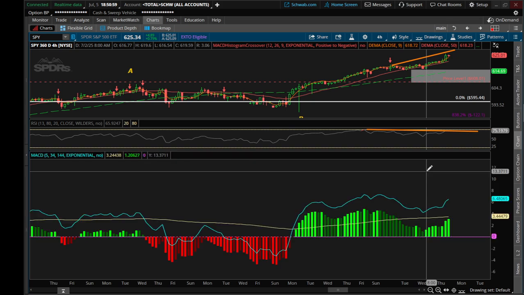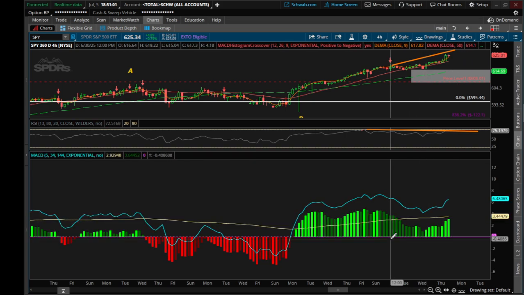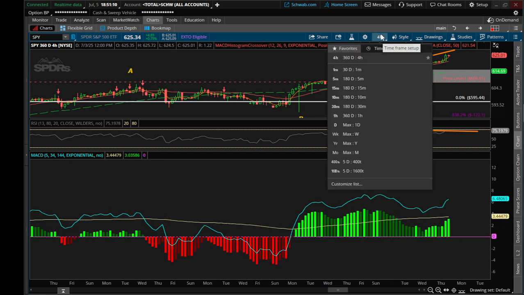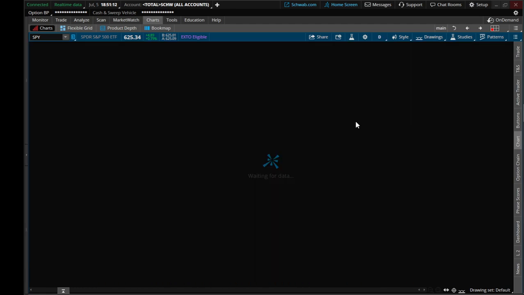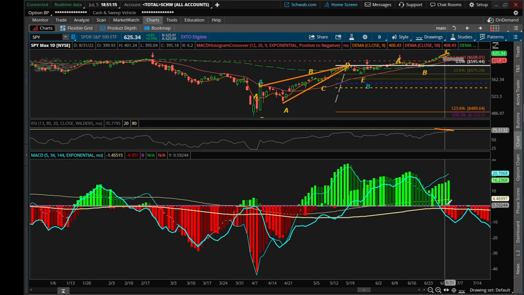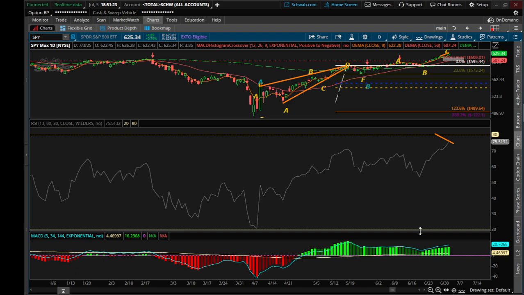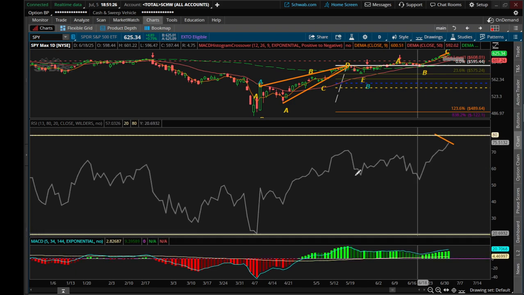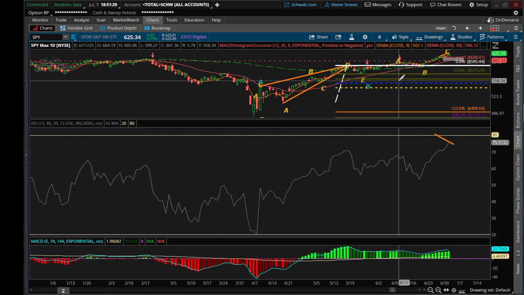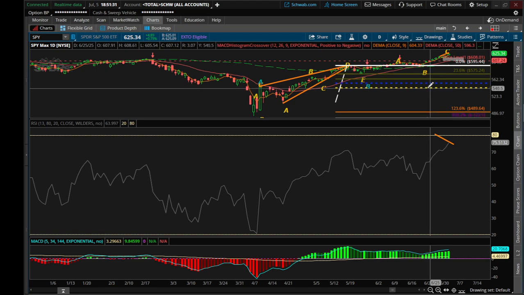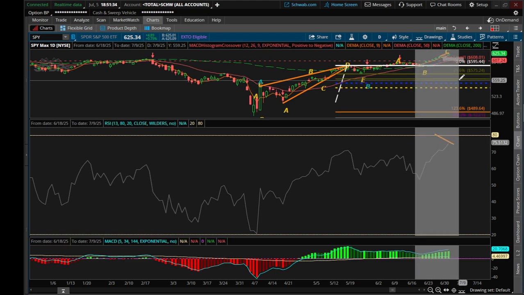All right. Now, let's switch it to the daily. I should have switched it to the daily earlier. Okay. Let's go back to the RSI real quick on the daily. I really like to look at these indicators on the daily more than any other time frame. But that leg I was talking about earlier, there's no divergence now. Okay.